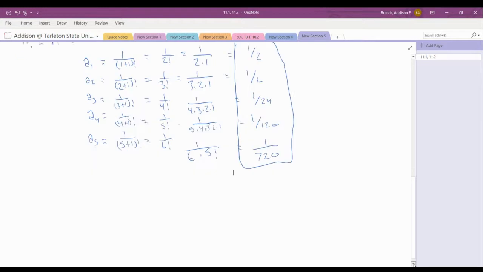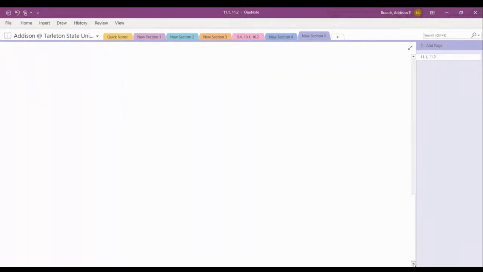So now let's try another one. Now let's try going from terms to a formula.